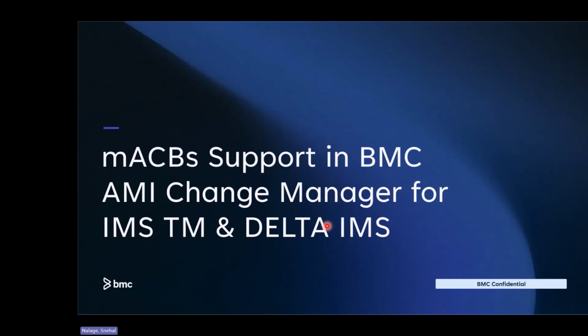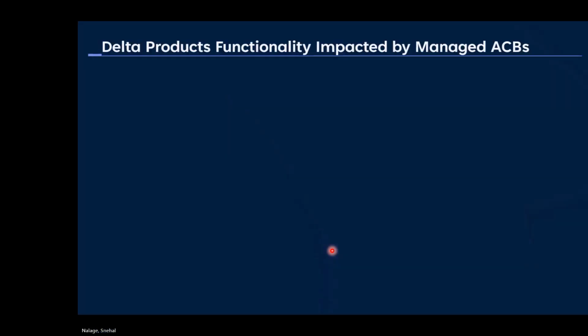First, we will take a look at how managed ACB support is implemented in BMC AMI Change Manager for IMS-TM and Delta IMS. We will begin by exploring why IMS-managed ACBs impact Delta products. But before that, just want to clarify that I'll be referring to Delta products many times in this presentation. And when I say Delta products, I am referring to both BMC AMI Change Manager for IMS-TM, which was earlier known as Delta Plus, and Delta IMS.